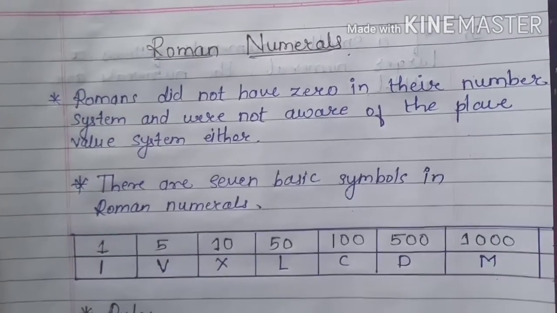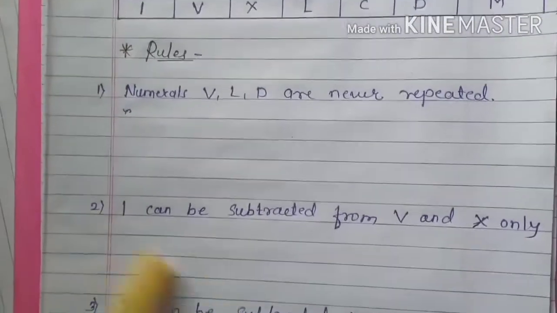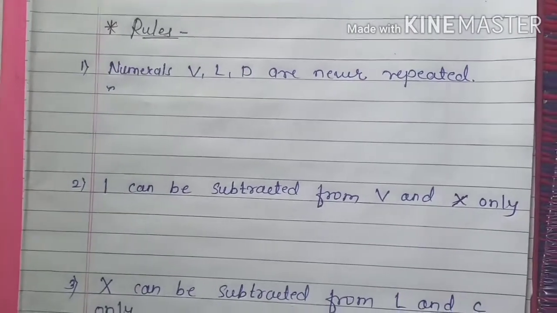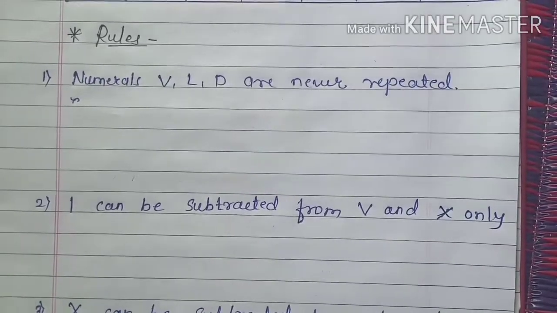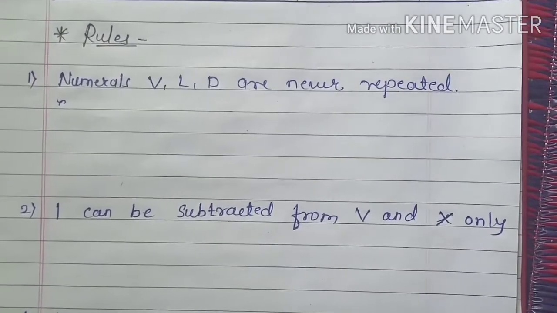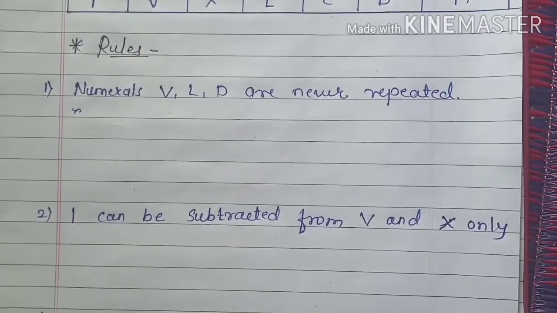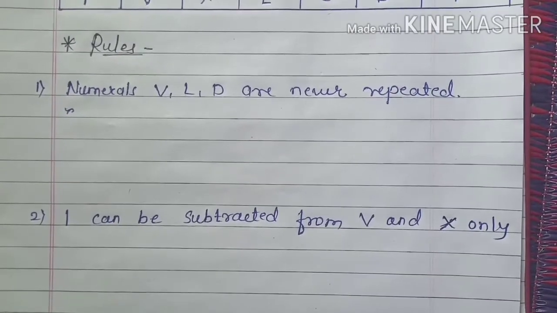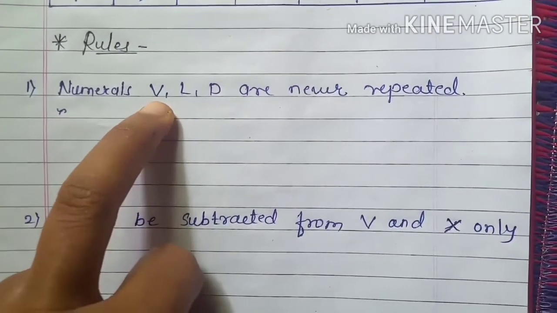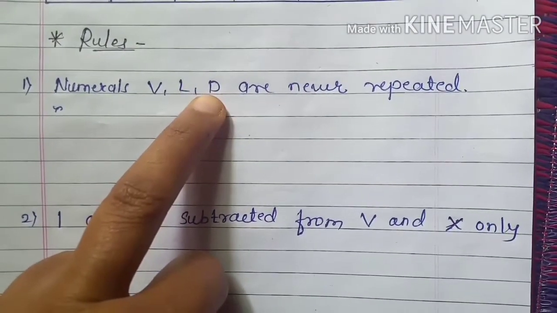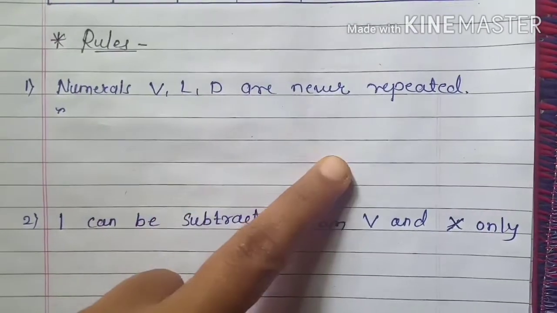The next one is rules. There are 5 rules to express Roman numerals. To write Roman numerals, there are some rules for writing the numbers. The first rule is that numerals 5, 50 and D, meaning 500, are never repeated.